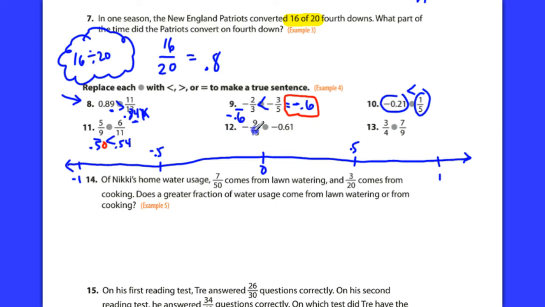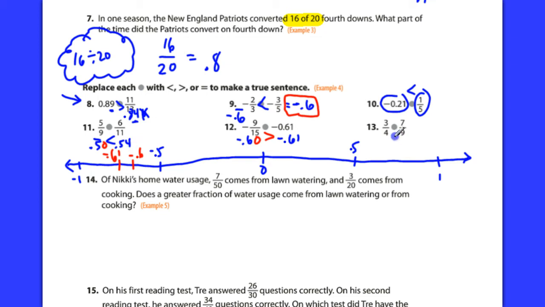Number 12, negative 9/15. That's the same thing as negative 6/10, and that is negative 0.6. Okay, so let's do the same thing we did on the last question. Let's make that negative 0.60. Let's go back to our number line. There's negative 0.5. All right, you would hit negative 0.60, and then you would hit negative 0.61, like that. So that means that this number here, the 0.60, is greater than, because again, it's to the right. So that is greater than there.